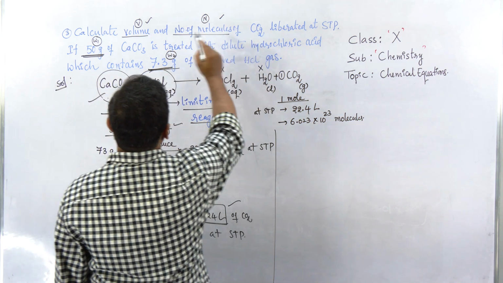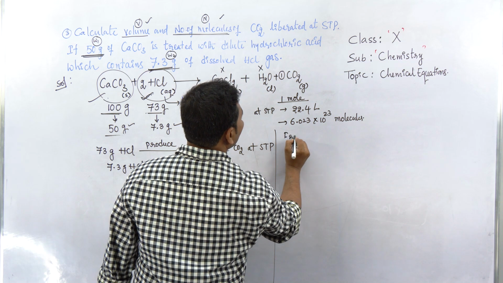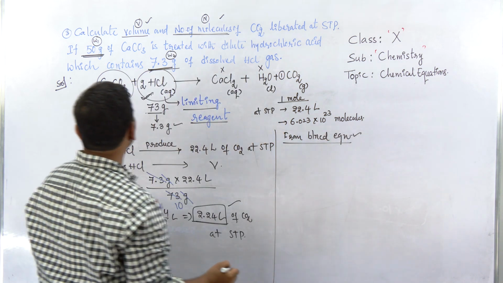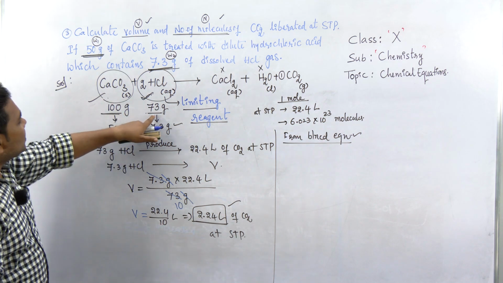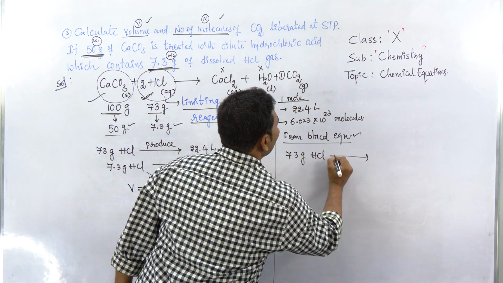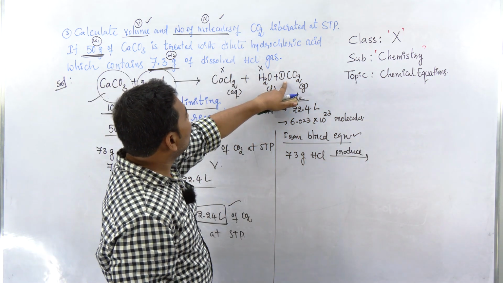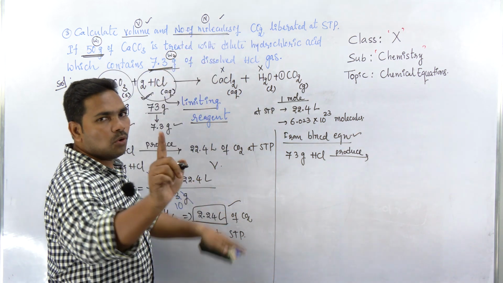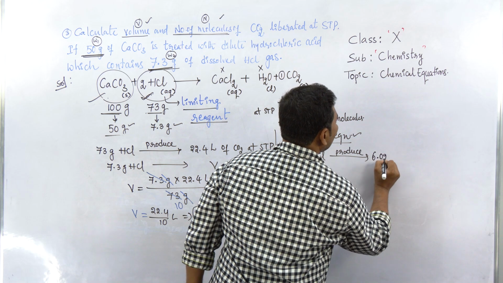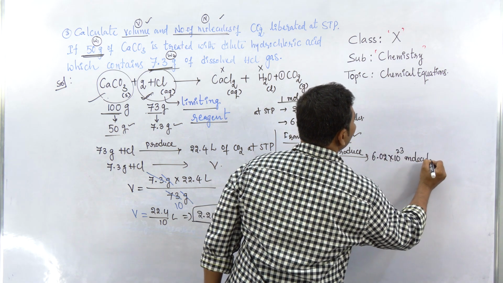And now we have to find the number of molecules. Then from the balanced equation, again I'm writing from the balanced equation, you see this. 73 grams of HCl produce how many moles of CO2? 1 mole of CO2. 1 mole CO2 contains Avogadro number of molecules. I'm writing 6.02 into 10 to the power 23 molecules of CO2.